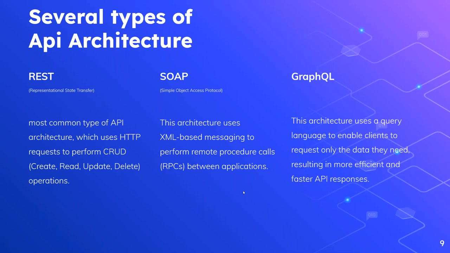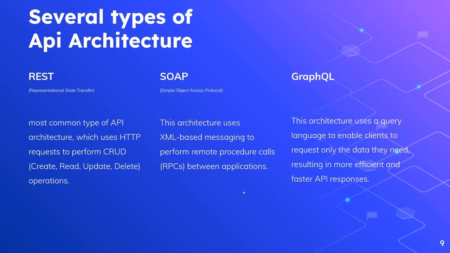And also we have types of API architecture. We have REST, SOAP, also GraphQL. REST is representational state transfer. SOAP is simple object access protocol. GraphQL is a graph query language. Let's begin by exploring these popular API architectures.